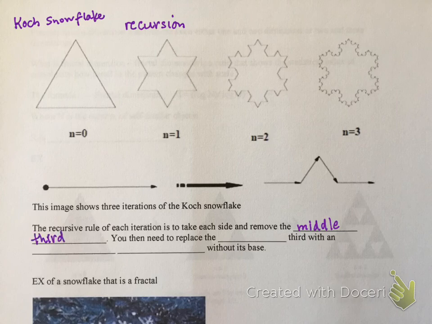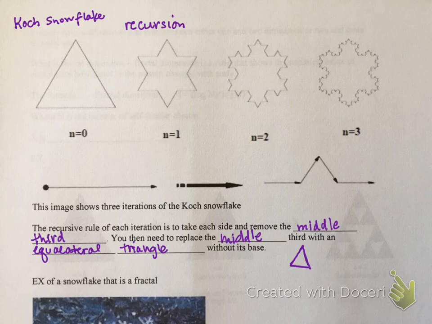And then we're going to replace that middle third with an equilateral triangle without its base. An equilateral triangle means that all sides are of equal length and all angles are of equal measure as well. So basically you have a triangle where all the interior angles are 60 degrees and all the sides are exactly the same length. By the way, the Koch snowflake starts out with an equilateral triangle.